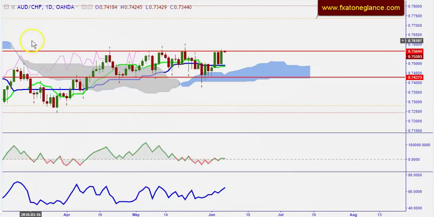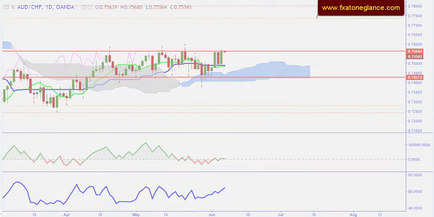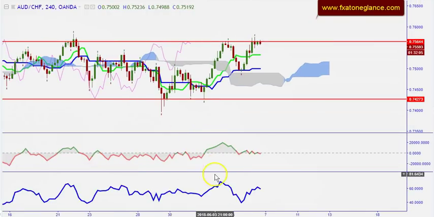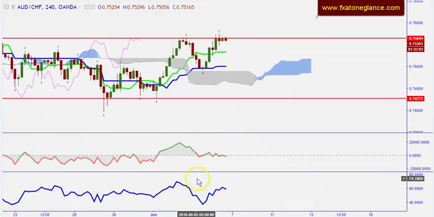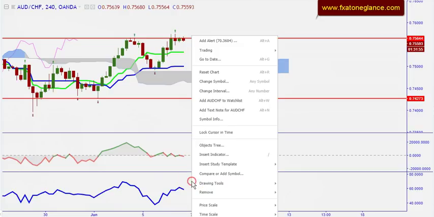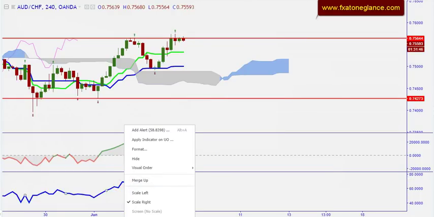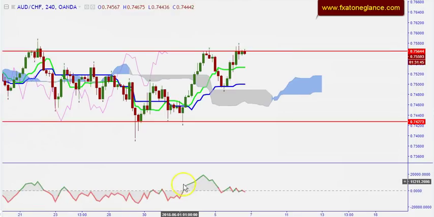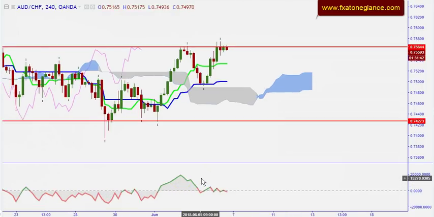So Ichimoku is not helping us at all. When we go to the 4-hour time frame, let's get rid of one of these indicators. You could see they both show pretty much the same divergence here, and I'm going to get rid of the ultimate oscillator. Let's remove it, and then we'll just use the OBV for now.